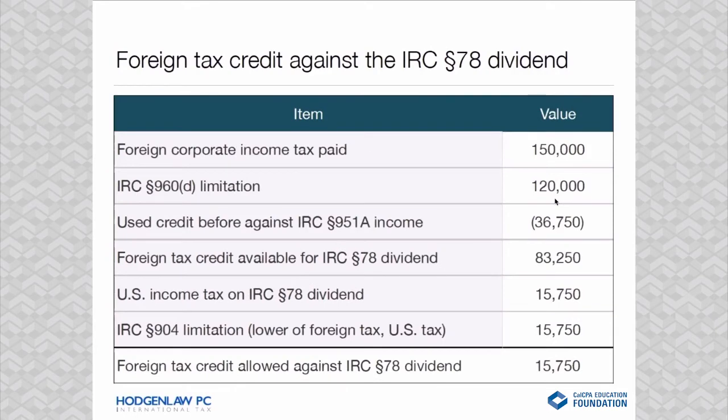Fortunately, it works both ways. What is grossed up can be taken, you can take a foreign tax credit against it. And so when we roll through the math here, you're going to get a foreign tax credit equal to the tax liability that we just calculated on this Section 78 dividend. So $15,750 of tax liability minus $15,750 of foreign tax credit. Net tax liability, zero.